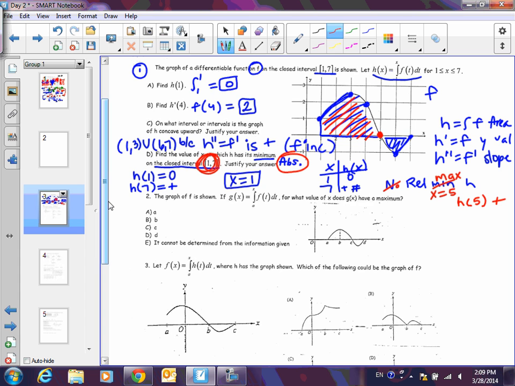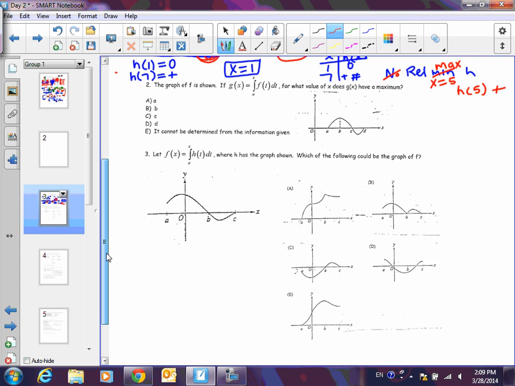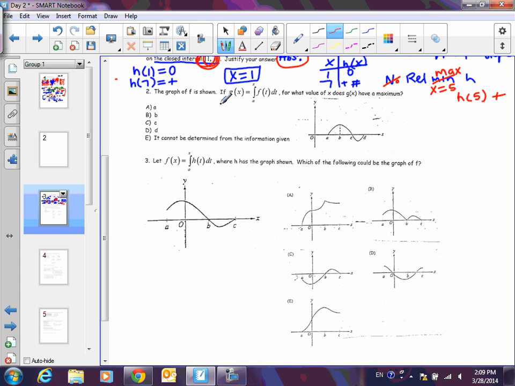Okay, let's look at problem 2. It's a multiple choice, obviously. And this says the graph of f is shown. Okay, so this is a graph of f. And then they give us this information. G equals the integral of f.